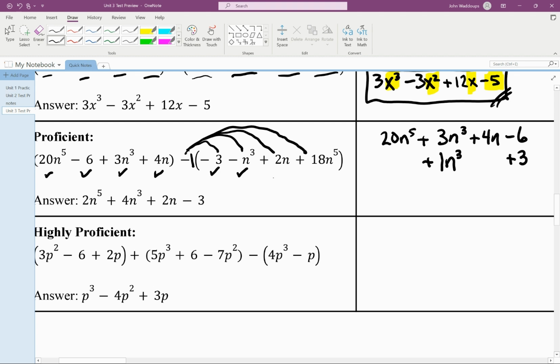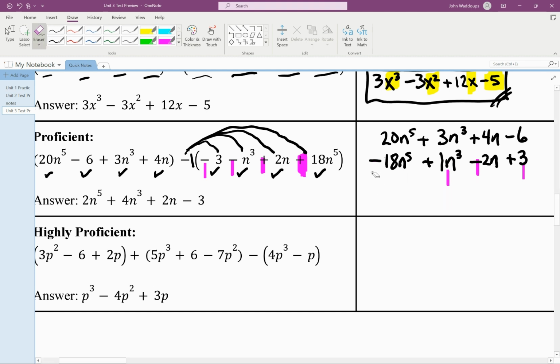2n, that plus 2n becomes minus 2n. And this plus 18n to the 5th becomes minus 18n to the 5th. And again, just to double check, I want to look, did I switch all of the signs? This one was positive, over here is negative, good. This one was positive, 2n is negative 2n here. This that was minus n cubed is plus n cubed over here, and this that was minus 3 is plus 3 over here, so that's good.